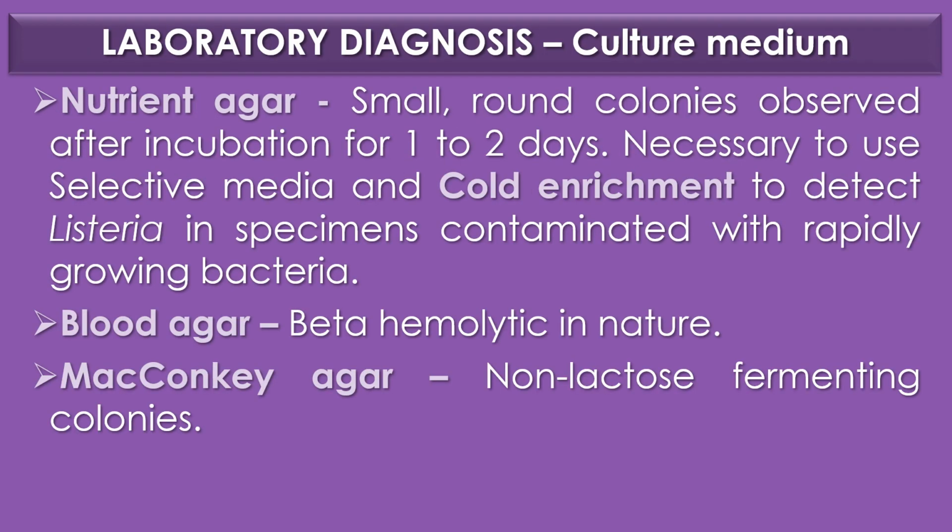And next, colony morphology in culture medium. In nutrient agar, Listeria monocytogenes grows as small round colonies observed after incubation for 1 to 2 days. It may be necessary to use selective medium and cold enrichment technique to detect Listeria in specimens contaminated with rapidly growing bacteria. Cold enrichment means storage of the specimen in the refrigerator for a prolonged period. In blood agar, Listeria monocytogenes is beta hemolytic, and in MacConkey agar, non-lactose fermenting colonies are observed.